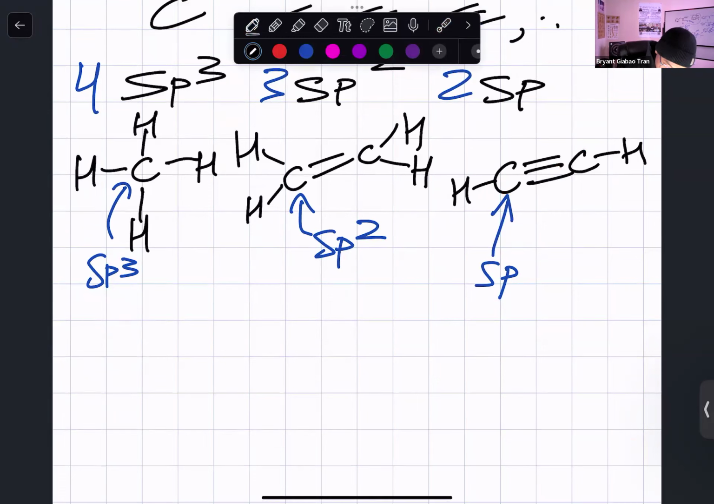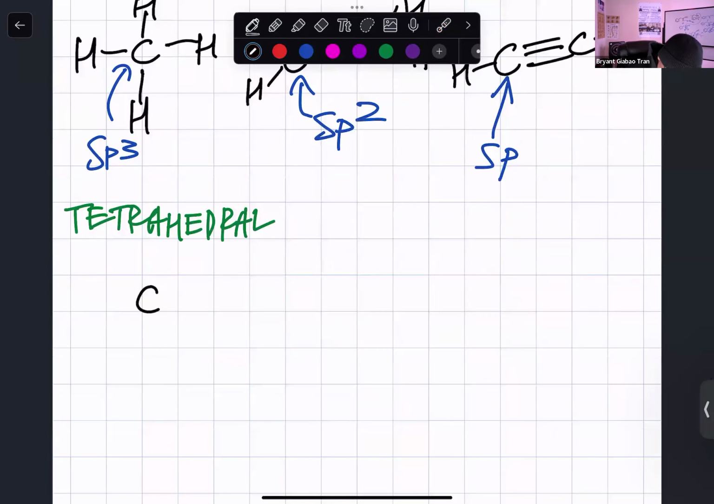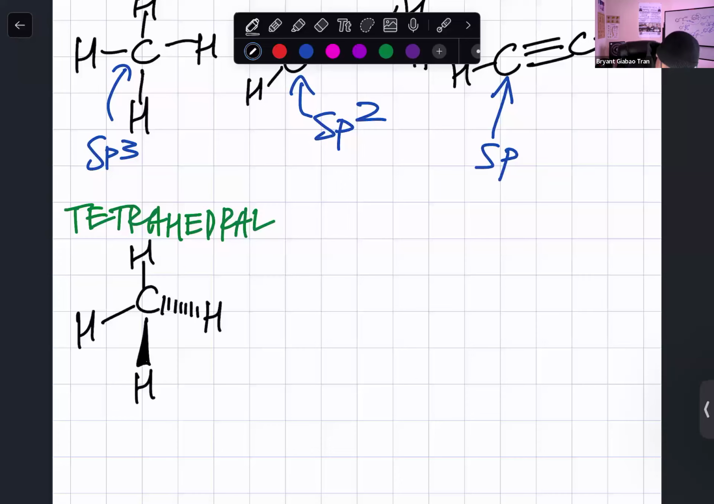So let's talk about the shapes of these molecules now. If a carbon atom is sp3 hybridized, it's going to have a tetrahedral shape, meaning that this carbon here is going to be like a tripod, right? Where it will have 2 flat bonds in plane with the iPad, right? 1 wedge bond, which means that that bond is going towards you, and 1 dash bond, which means that that bond is going away from you. And the bond angle between the bonds is going to be around 109.5 degrees.